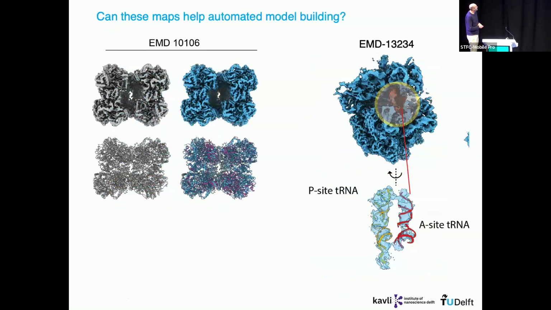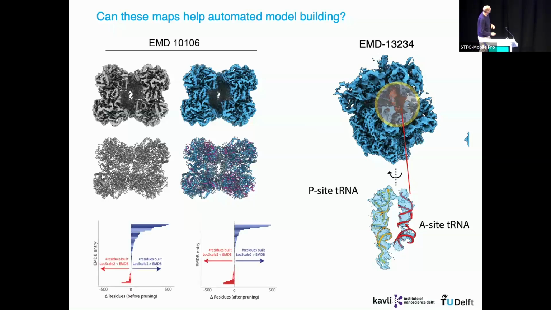So we asked the question of whether such maps could help automated model building. We tested this on Model Angelo. Our initial expectation was that it probably wouldn't be any better, because Model Angelo has not been trained on any such maps. But what we found is that typically, if we input these maps, there are always stretches that Model Angelo can now build in addition. This is another example, for nucleic acids.